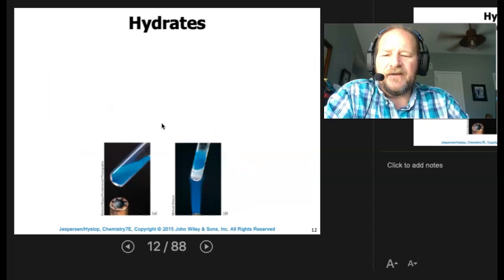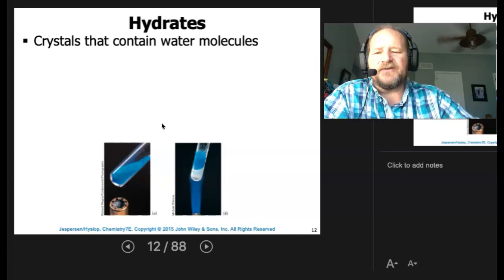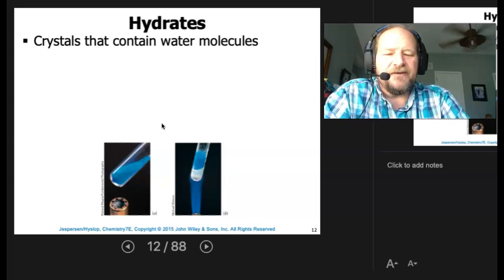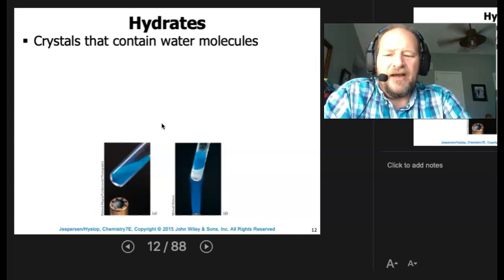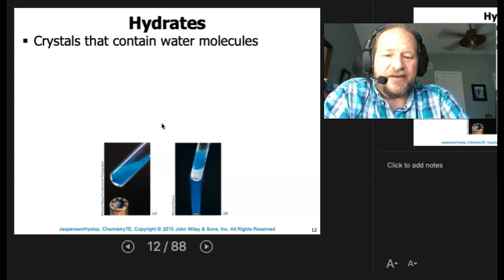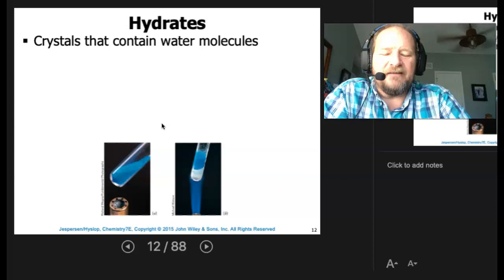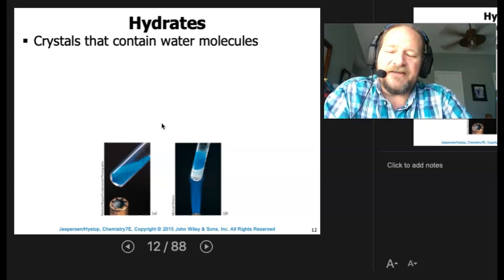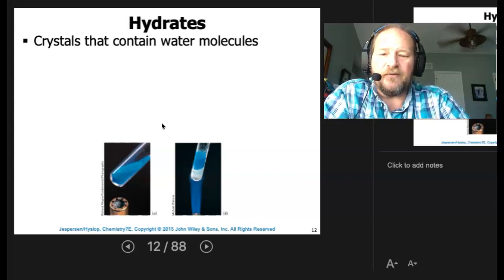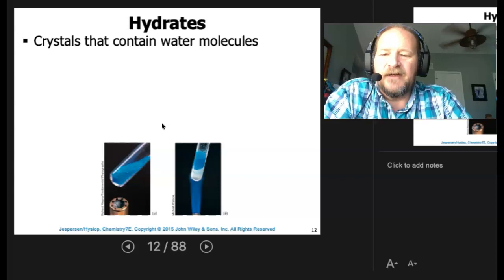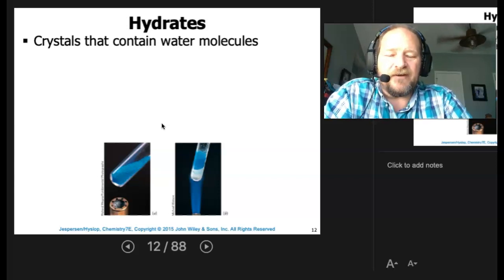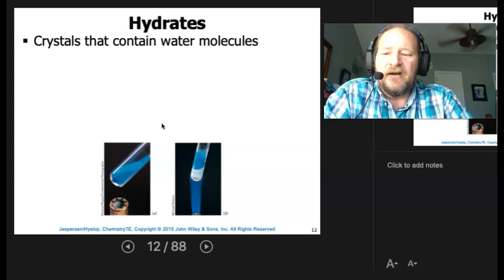Now, something new for us that we might not have seen before are going to be hydrates. So hydrates are crystals that contain the water molecules. So if I take a material and I dry it out, completely dehydrated, it's actually a powder, which is interesting, but it's not like ooh, ah, and it's not pretty. It's usually just a white powder or a yellow powder, or some of the other more popular colors, maybe an orange powder.